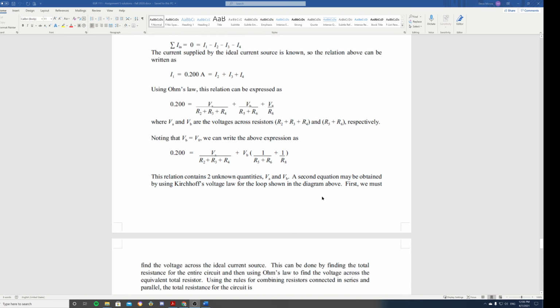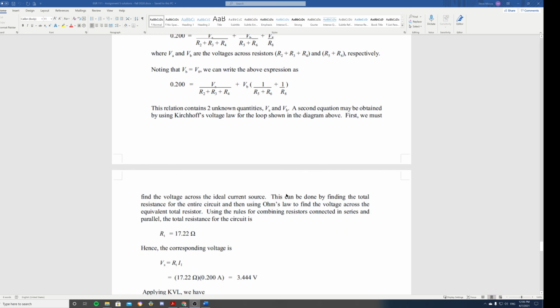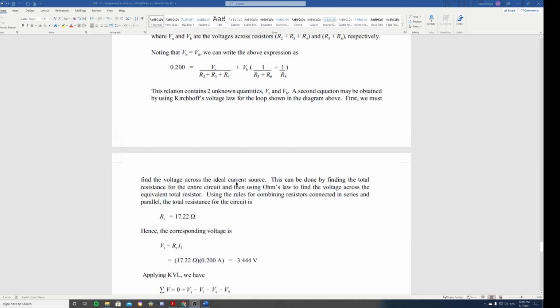All right, so we need to come up with another equation in order for us to solve for one of these. Then we can, of course, solve for the other one. So we need a second equation. All right, so what the author chose to do was find the total resistance of the circuit, or the equivalent resistance, and then determine the source voltage from that. And the reason to do that is we're going to apply KVL around that loop.